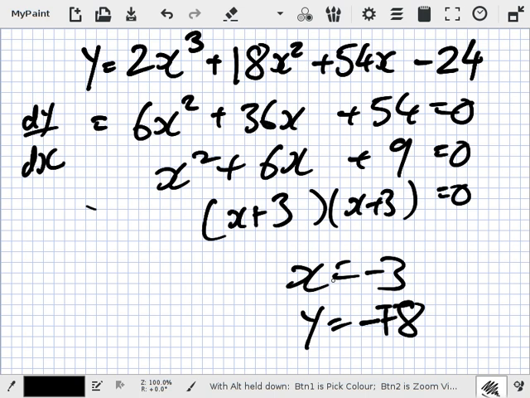Question? Do we substitute x into the original, not the derivative? Yeah, original. No, because you know that you will get 0 if you sub it into the derivative, because the point is you're finding the x to make it 0.